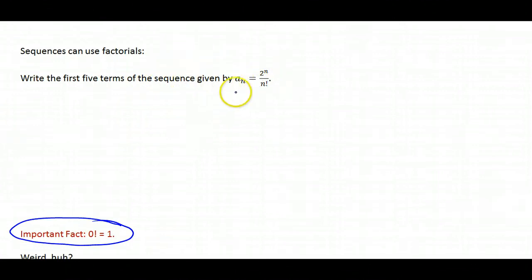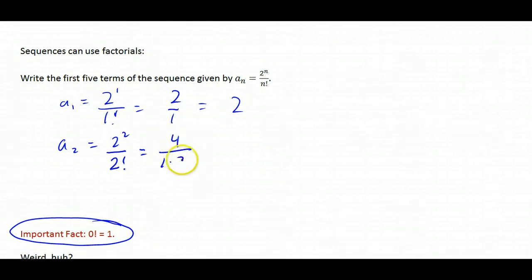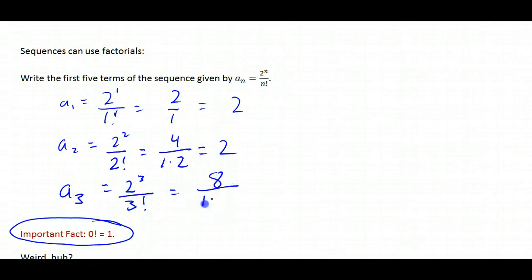So if we want to write the first 5 terms of this sequence, a sub 1 is going to be 2 to the first over 1 factorial, which is 1 times 2 over 1, which is 2. Whoop, I'm messing up a lot today, aren't I? That should be 2 raised to the first power, which is 2 over 1. There. Okay. A sub 2 is 2 squared over 2 factorial, which is 4 over 1 times 2, which is 2. A sub 3 is 2 cubed over 3 factorial, which is 8 over 1 times 2 times 3, which is 8 sixths, which is 4 thirds.